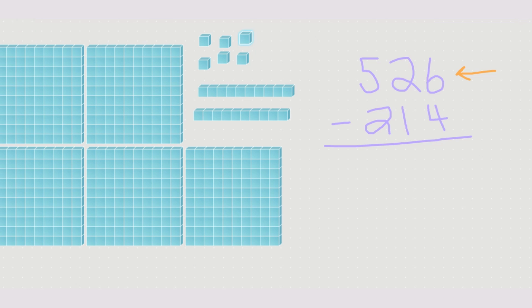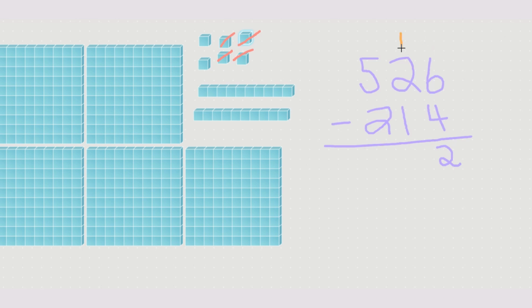Now I'm ready to think about my subtraction. I am going to start in the ones place, where I have 6 minus 4. I need to take away 4 ones. 1, 2, 3, 4. That leaves me with 2 ones left. I need to write that into my equation. So I'm going to put a 2 in the ones column.